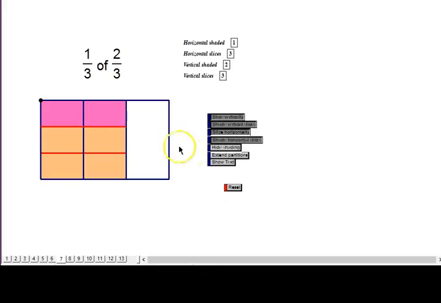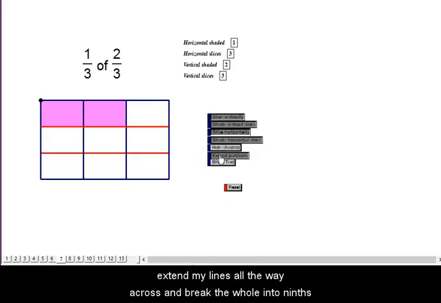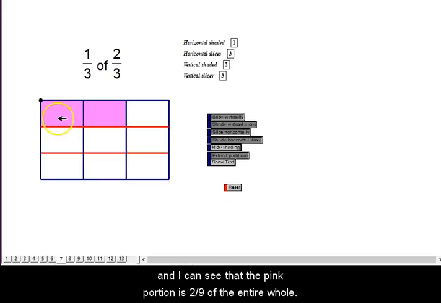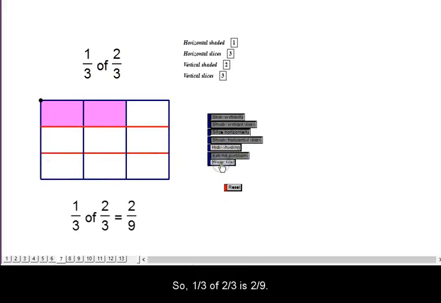Then, as usual, in order to figure out how much this is of the entire whole, I'm going to extend my lines all the way across and break the whole into ninths. And I can see that the pink portion is 2/9 of the entire whole. So 1/3 of 2/3 is 2/9.